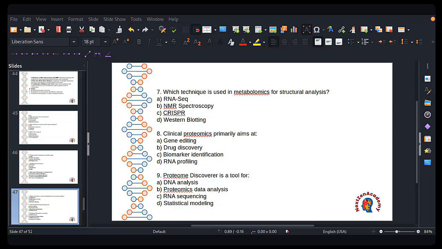So Proteome Discoverer, I will show you the interface of this tool as well. I have added a screenshot in the slides. So Proteome Discoverer is a tool for proteomics data analysis. And one more tool was there along with Proteome Discoverer. What was that?